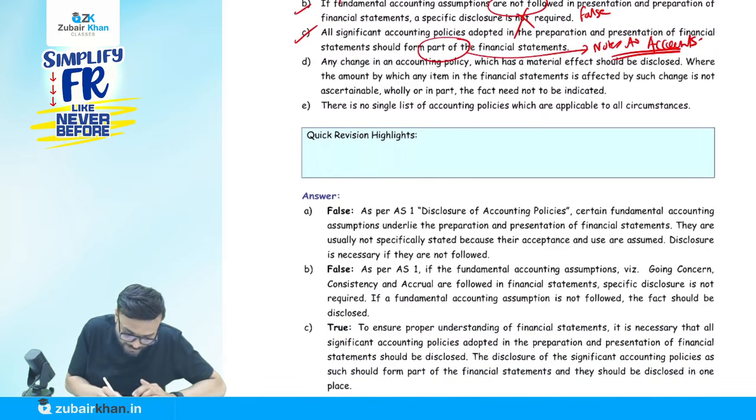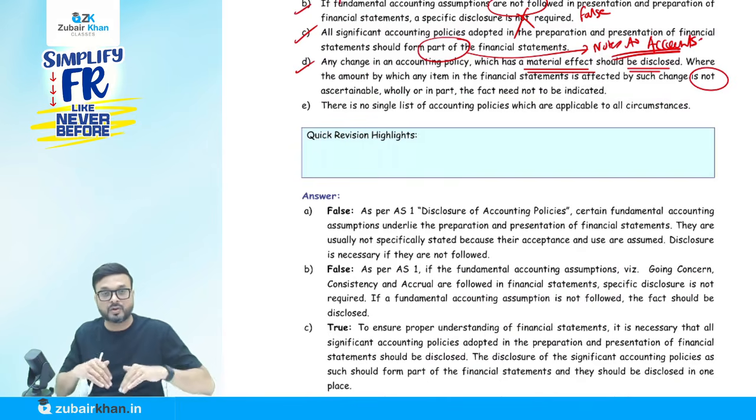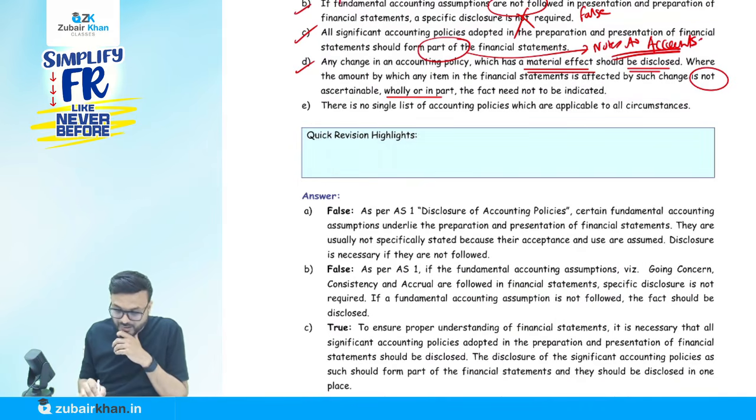Now, any change in accounting policy which has a material effect should be disclosed. True. Material effect, we have to disclose. But where the amount by which any item in the financial statements is affected by such change is not ascertainable, wholly or in part, the fact need not be disclosed? Not 'need not'. It should be disclosed. Therefore, this is also false. It should be disclosed.